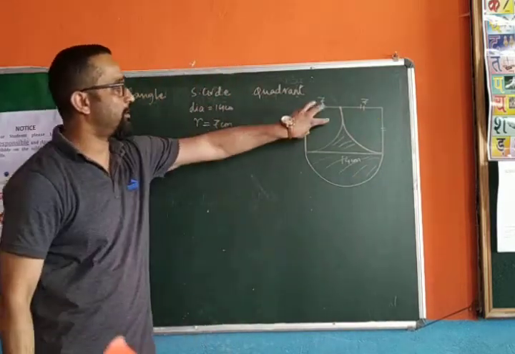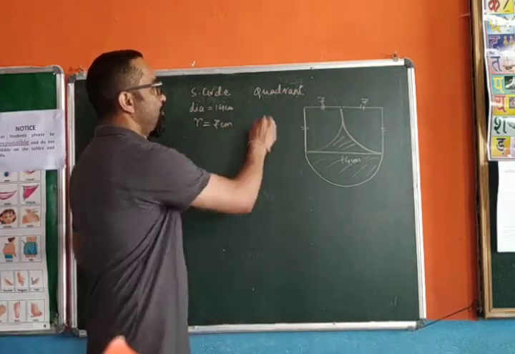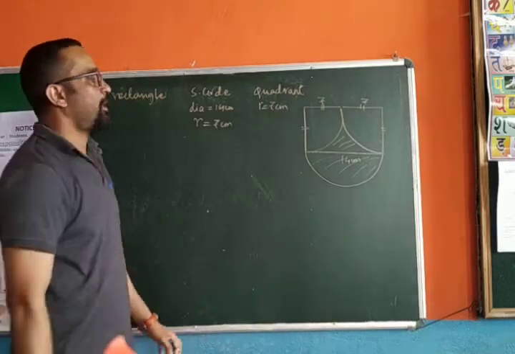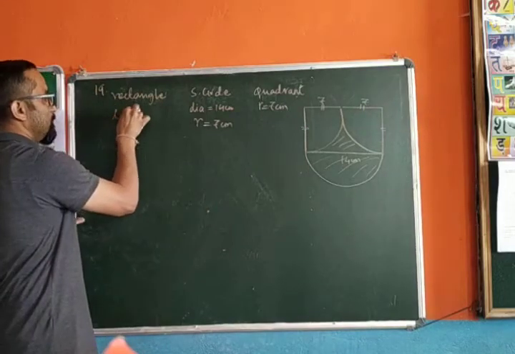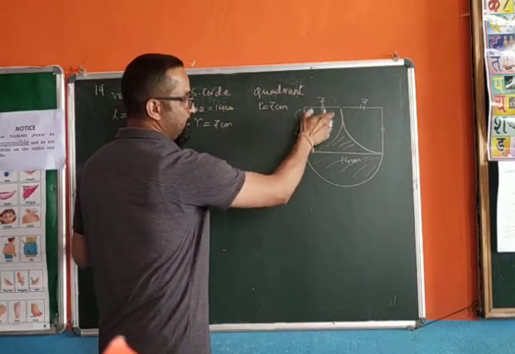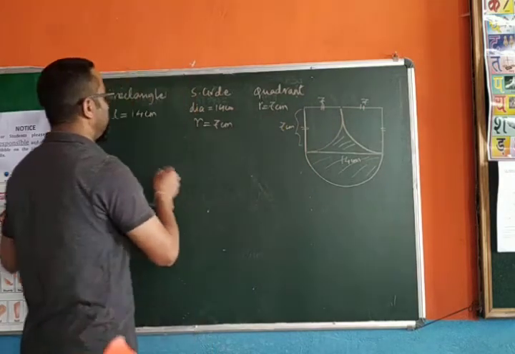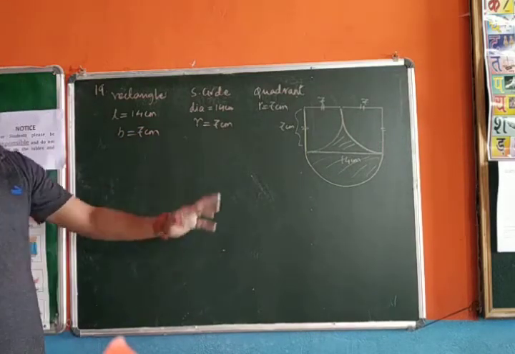If you look at the figure here, this is a quadrant, center, circumference, so the radius of the quadrant is also 7 centimeter. And this 14 is the length of the rectangle, this portion is breadth, and the radius is the same for the quadrant, 7 centimeter. You know all the dimensions required.